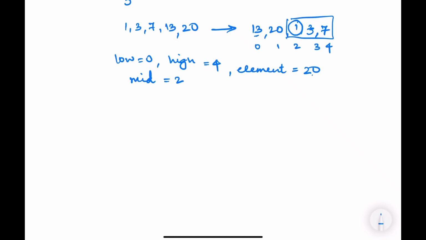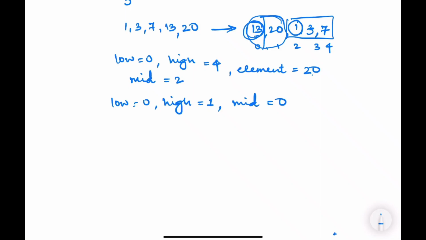But how do we check that? Is 20 greater than or equal to 1? Yes. Is 20 less than or equal to 7? No. So we will again be searching in the left subarray only. Now low equals 0, high equals 1, so mid would now be 0. So this is your mid. Is mid equal to the element? No, it is not. Now we check which subarray is sorted. We check if array of low is less than or equal to array of mid. Yes, that is true. So it means that the left subarray is sorted.